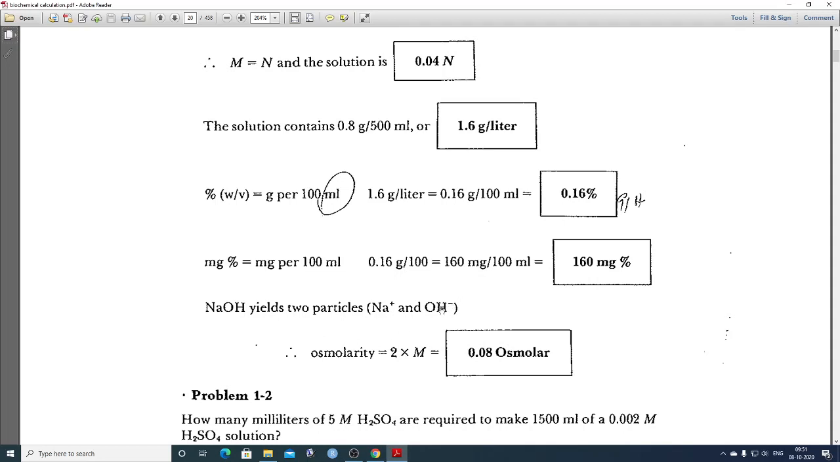Okay, and NaOH yields two particles, Na and OH. For osmolarity, as we already saw previously, we have to take the number of ions, that is 2, and multiply it by molarity. Because it is 0.04 molar, if you multiply by 2, that is 0.08 osmolar. So that is how we get osmolarity here.